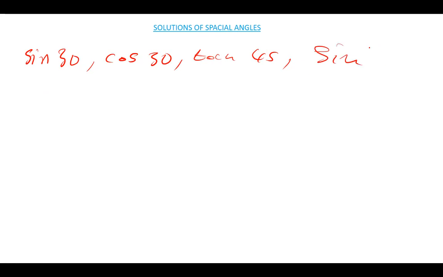So imagine that you've been given, for instance, to find the sine of 30 degrees or the cos of 30 degrees, or maybe tan 45 degrees, or sine 60 degrees. How can you find this without using a calculator?